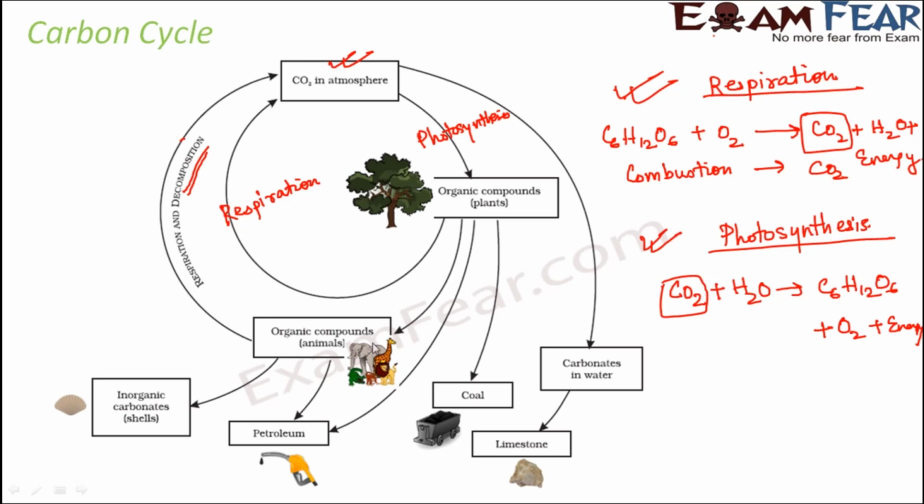the atmosphere. Besides this, carbon also exists in the form of coal. It is also there in the form of petroleum or the shells, that is the inorganic carbonates. So these are some other forms in which carbon exists. So basically we see that there are these four processes: photosynthesis is one major process which takes in carbon dioxide from the atmosphere. Respiration, combustion and decomposition are the three processes which give back carbon dioxide to the atmosphere.